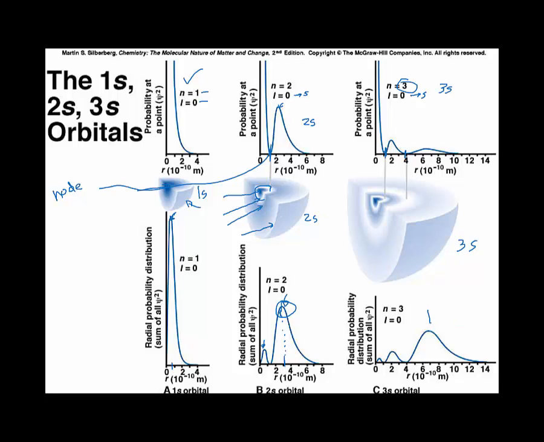Where's the most probable distance of finding the electron? Well, it's out here at about 7 times 10 to the minus 10th meters, where this is peaked. But there's still a respectable chance that it could be about 2 times 10 to the minus 10th meters, and maybe about half times 10 to the negative 10th meters. So right in there. So this is the radial probability distribution plot for the 3s orbital.